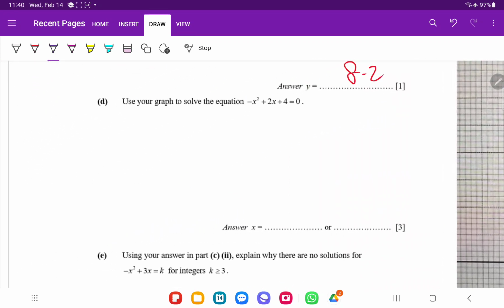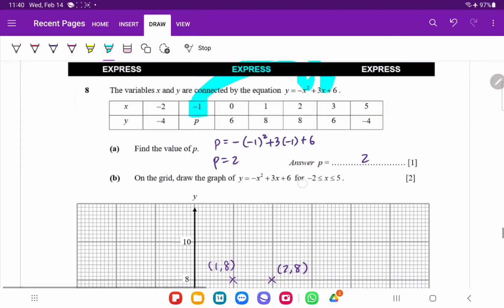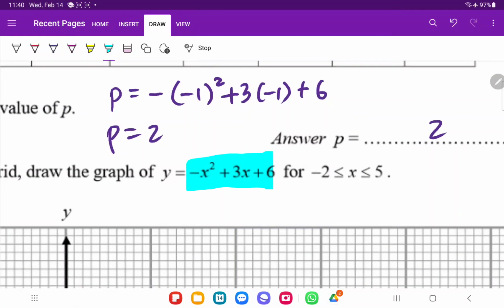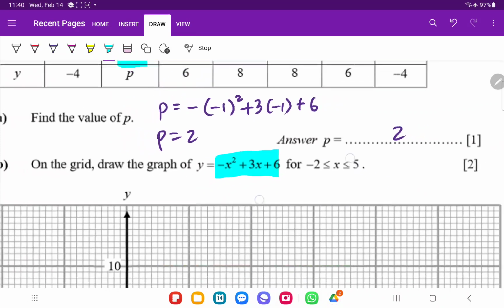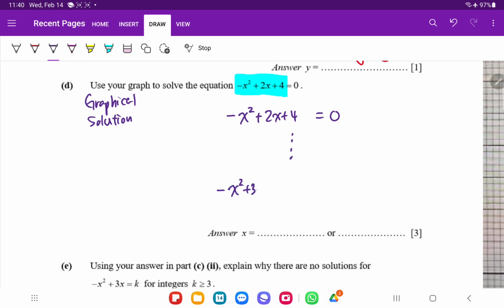Use your graph to solve the equation -x squared plus 2x plus 4 equals 0. Now this is a graphical solution question. The trick is to rearrange your left-hand side until it exactly matches the one that was given, -x squared plus 3x plus 6. Right now, it is not the same, so you have to do something. Copy down first, and you must do a series of steps until it becomes -x squared plus 3x plus 6 equal to something.